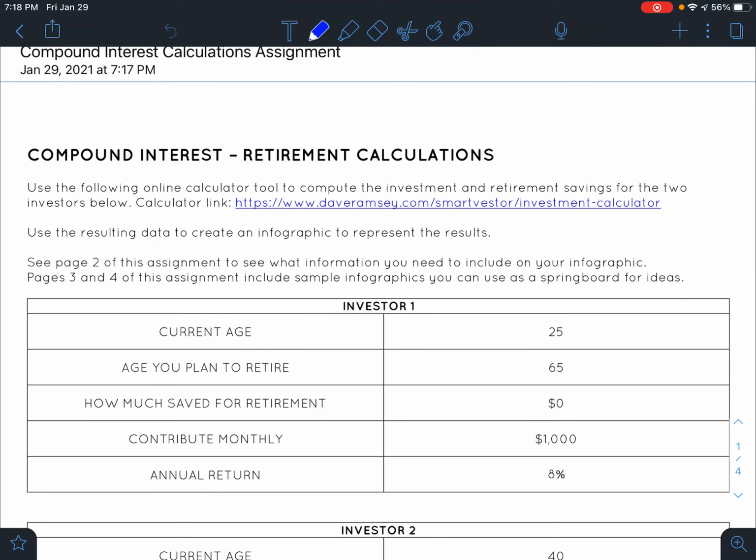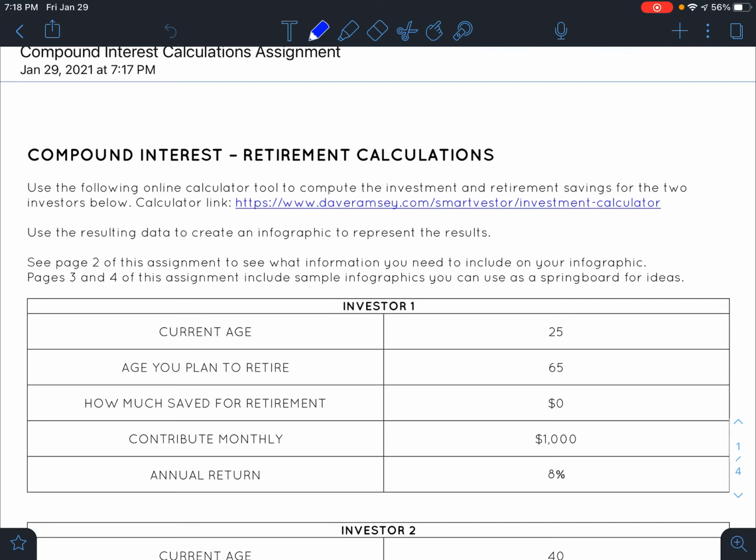All right, so for the compound interest calculations assignment, if you head to chapter 2 on Moodle, you'll find this assignment there. I went ahead and downloaded the PDF into Notability so I could write on it and give hopefully some clearer directions while you're working from home. There is a link included at the top of this assignment.